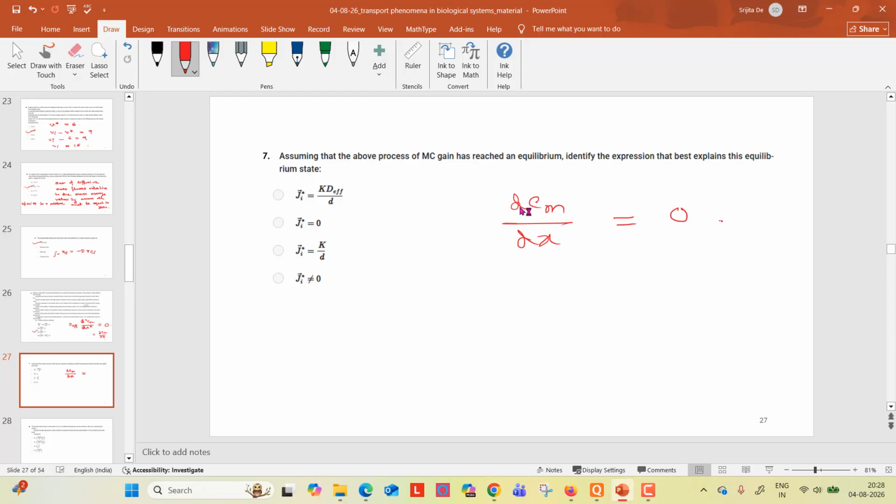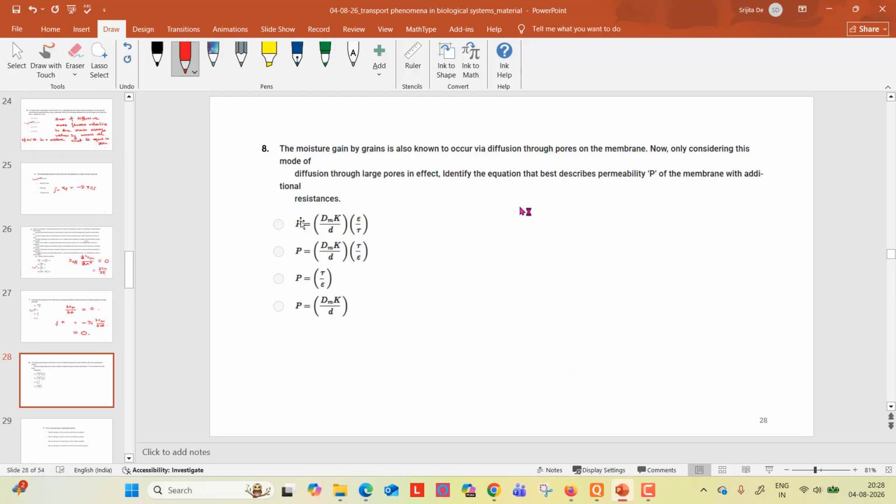And we also know that J star is dependent on minus Di of dCm/dx, right? So it will be 0. Simply option B. Option B. Next. The moisture gain by grains is also known to occur via diffusion through pores on the membrane.